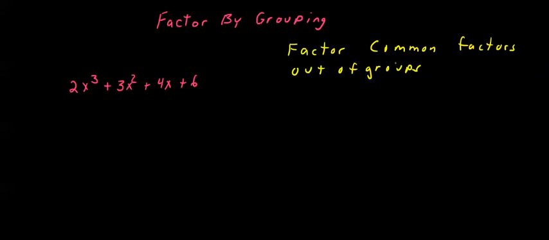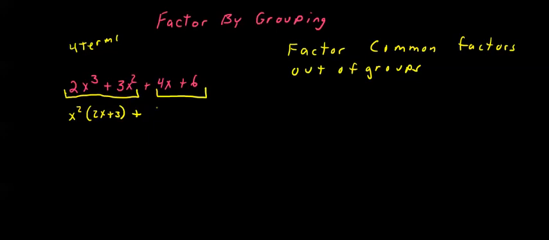Now, we're only going to do this with polynomials with 4 terms. But we could do it with polynomials with 5, polynomials with 6. We won't do that. So we're going to group these two together and these two together. And we're going to take the greatest common factor of these two, x squared, times 2x plus 3, plus the greatest common factor of these two, 2 times 2x plus 3.